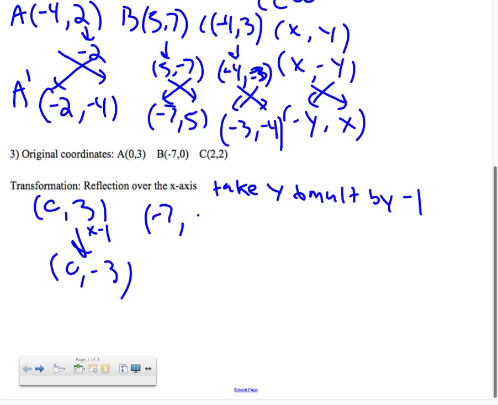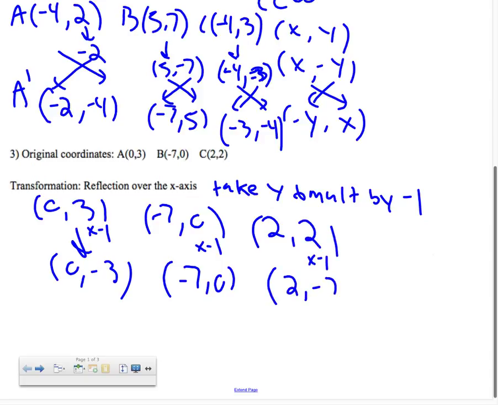B is -7, 0. Times by -1, and you get still -7, 0. That one doesn't change, which they won't always. And C is 2, 2. Times by -1, and you get 2, -2. So it's just a matter of knowing the rule for the transformation and applying the rule correctly. There's really no other trick to it other than to do some rule memorization on your own.